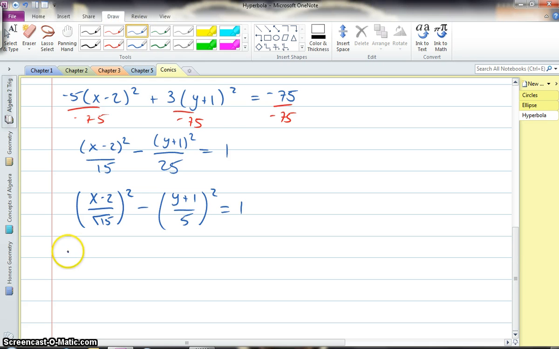My center would be the opposite inside: 2, negative 1. The radius of your x is the square root of 15, which is approximately 3.9; just type it in your calculator. I always like the exact answer, you know that. However, when you go to graph, root 15 isn't something that comes natural to us, so if we have to plot the point, it's easier to plot 3.9. And r sub y is 5. Now, when setting this up to graph, it's a little different than what we've seen before.